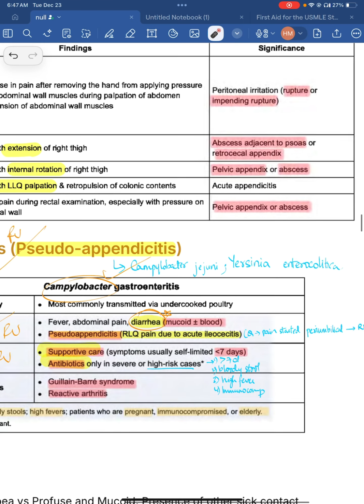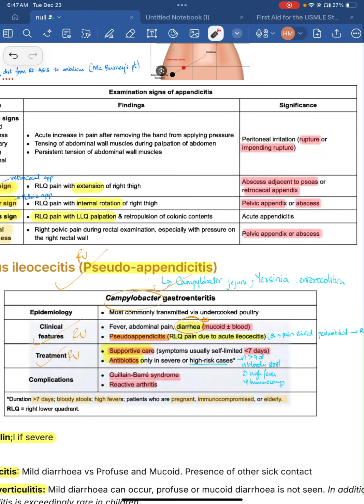So, what are the high risk cases? Even after 7 days, you have the pain, you have bloody stool, you have high fever, or the patient is immunocompromised. These are the high risk cases where you need to give antibiotics. Only in the severe or high risk cases.